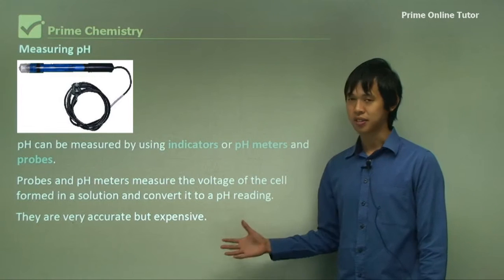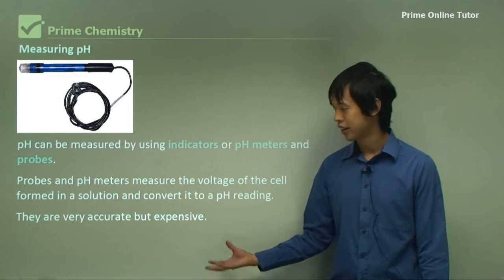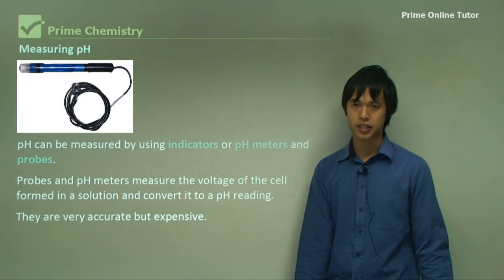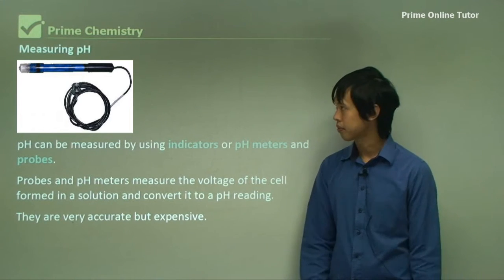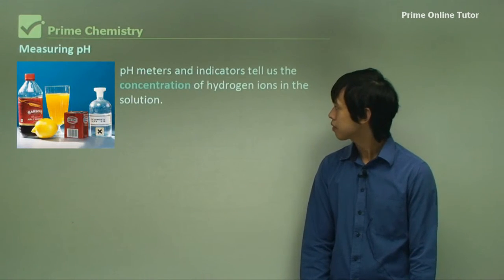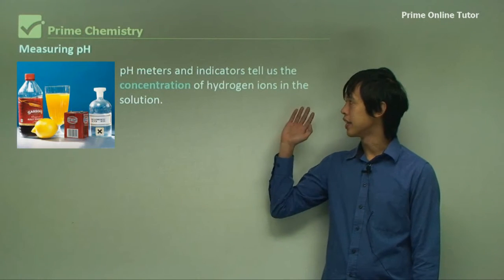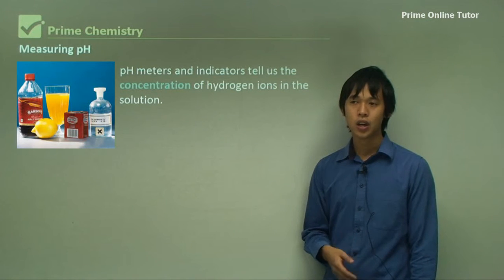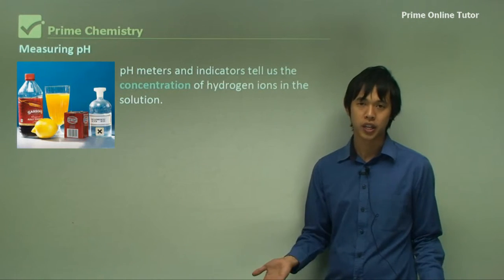However, of course, with any pro comes a con. It's quite expensive. Okay, pH meters are quite expensive to get. So pH meters and indicators tell us the concentration of ions in the solution, or they tell us the pH, which means one and the same thing.